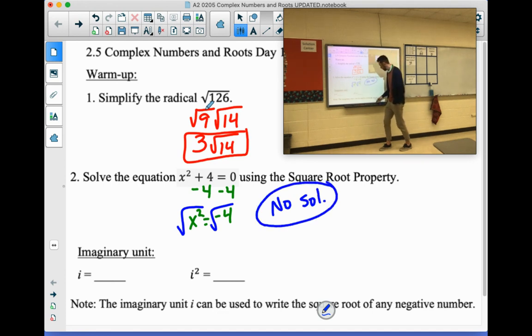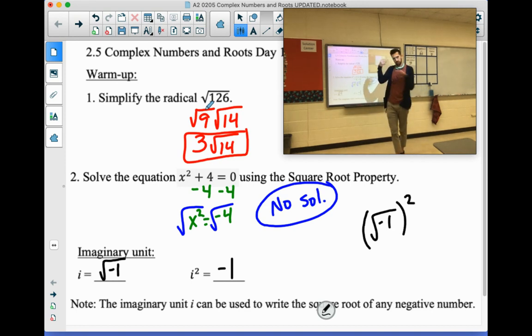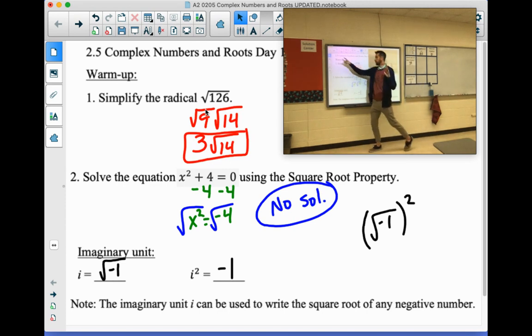Until today. Woo! So check this out. I is going to be this imaginary unit. I represents the square root of -1. So we can't square root negative numbers ordinarily, but now with the imaginary unit, the square root of -1 is equal to I. And then when you square that, I squared is equal to -1, right? Because if you square something that's in square roots, those are inverse operations, so they cancel each other out. So that's why I squared is equal to -1. So that's what we are going to use to write the square root of any negative numbers, okay?